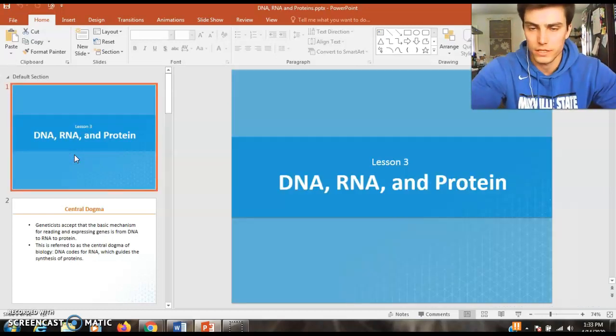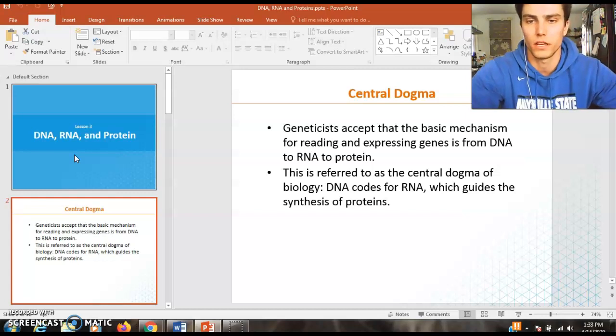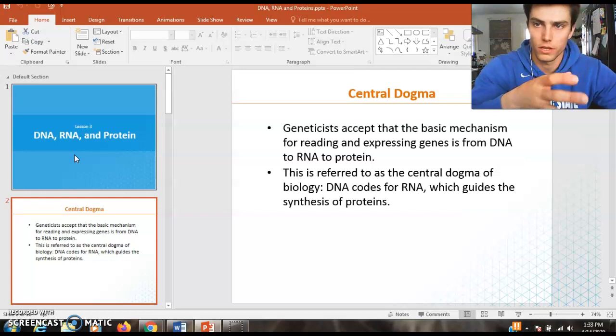Okay, so this last lesson we have is on DNA, RNA, and proteins. First thing we're going to talk about is the central dogma. The geneticists accept that the basic mechanism for reading and expressing genes is from DNA to RNA to protein. So we're going to go from a DNA molecule to an RNA molecule, and then from an RNA molecule to a protein molecule.